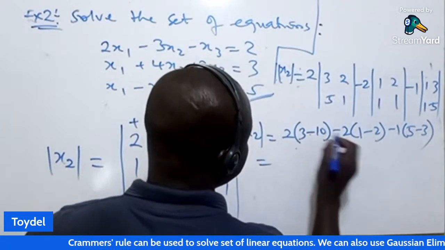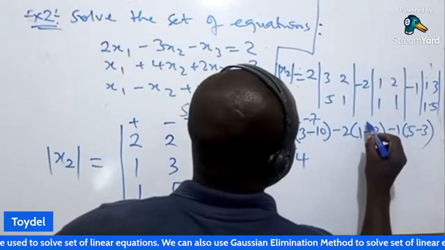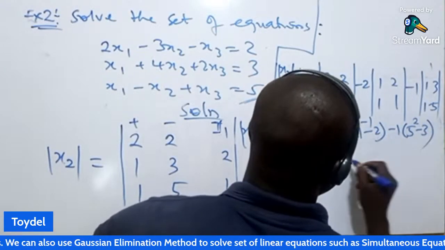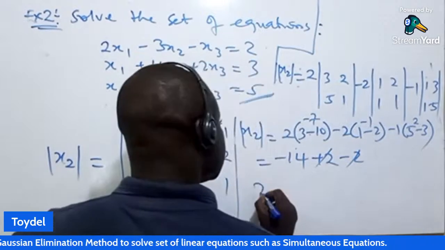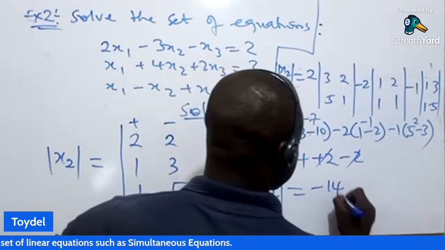So here I'm going to have 3 minus 10 is minus 7, times 2, that's minus 14. Then here I have minus 1 minus plus 2. Then here I have 2 times 0, minus 2. This will take care of this. So the determinant of x2 is also equal to minus 14.